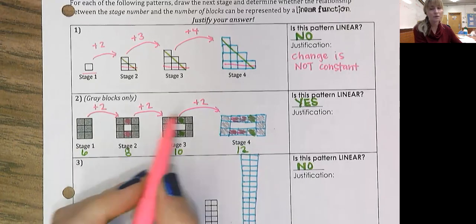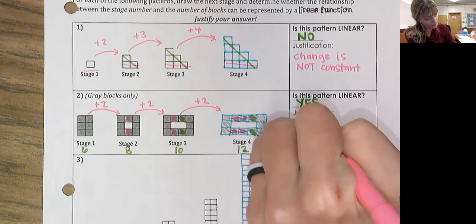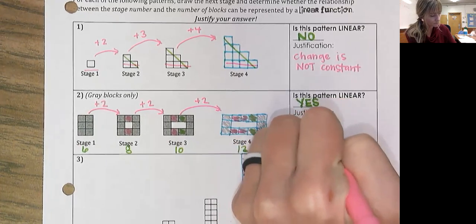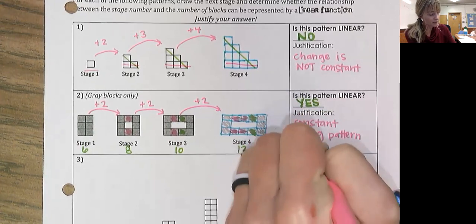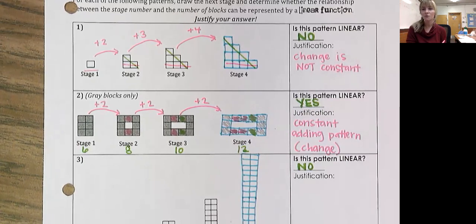Is this particular change constant? And sometimes I'm going to word it a different way for you. Sometimes we say it's a constant adding pattern. But we're really talking about the change. How is it changing? That's what's really important with a linear pattern is that change, however it's changing, it needs to be constant.